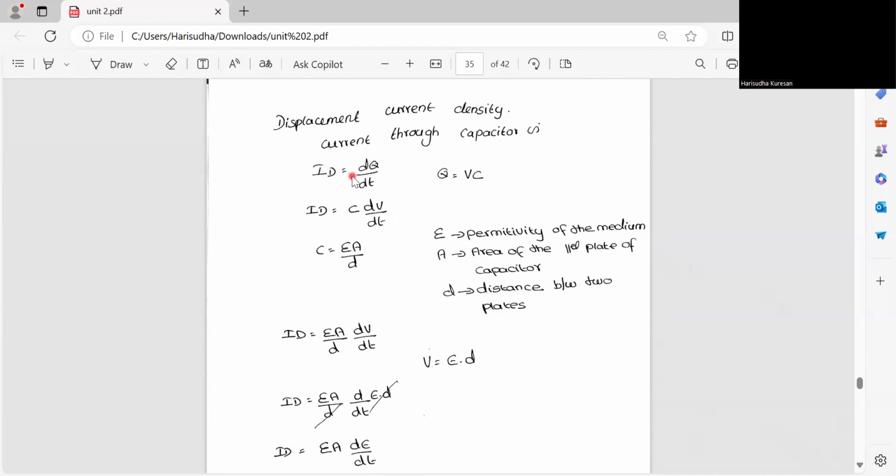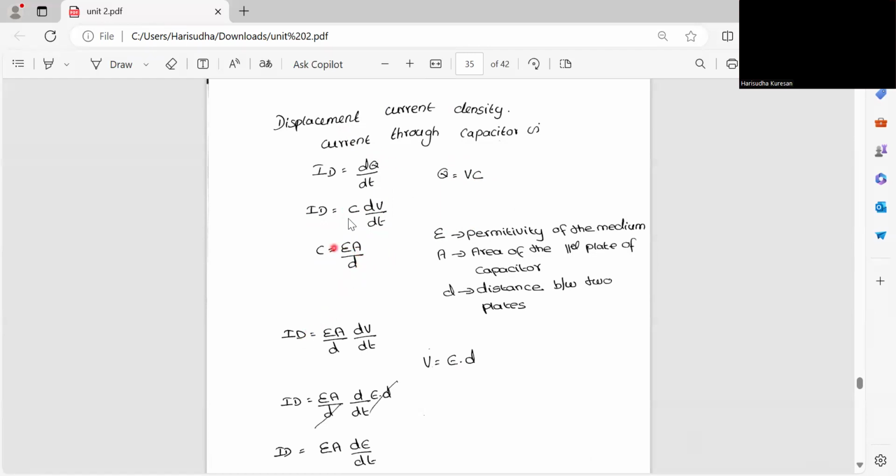So ID is equal to dQ by dt. Now what is Q? Q is nothing but the charge. Q is equal to V into C. So, substituting B into C in the place of Q, I get I is equal to C dV by dt. Now what is C? C represents the capacitance, which is nothing but epsilon A by D, where epsilon is the permittivity of the medium, A is the area of the parallel plates of the capacitor, and D is the distance between the two plates.